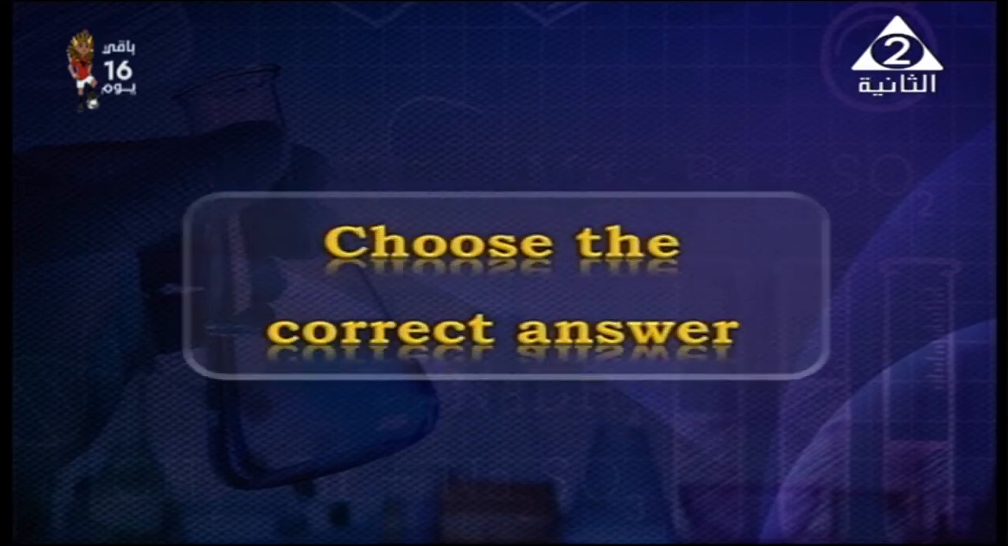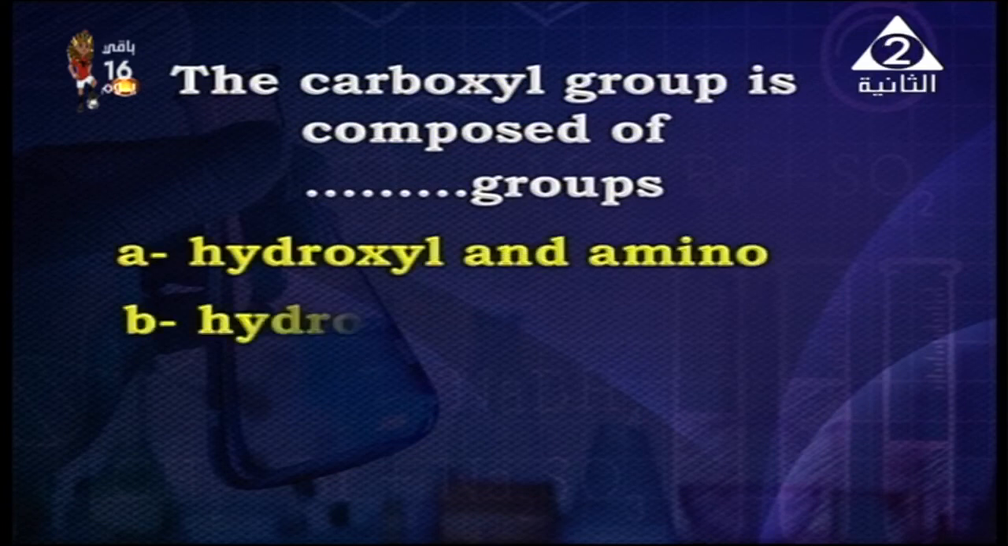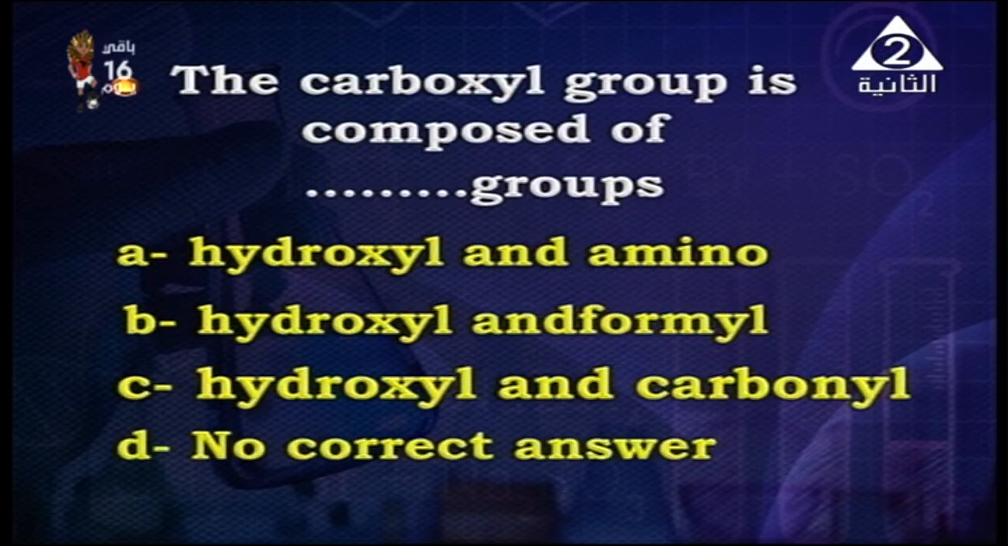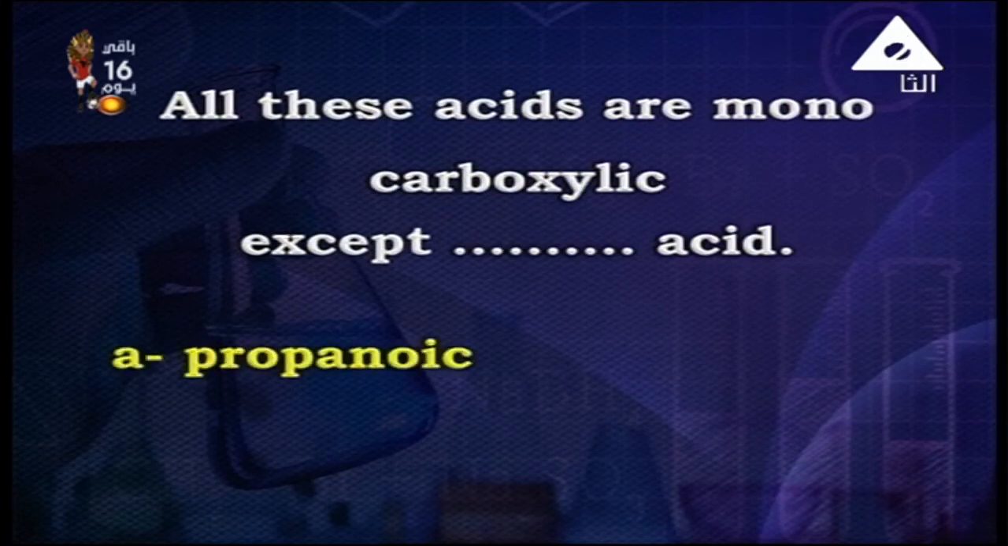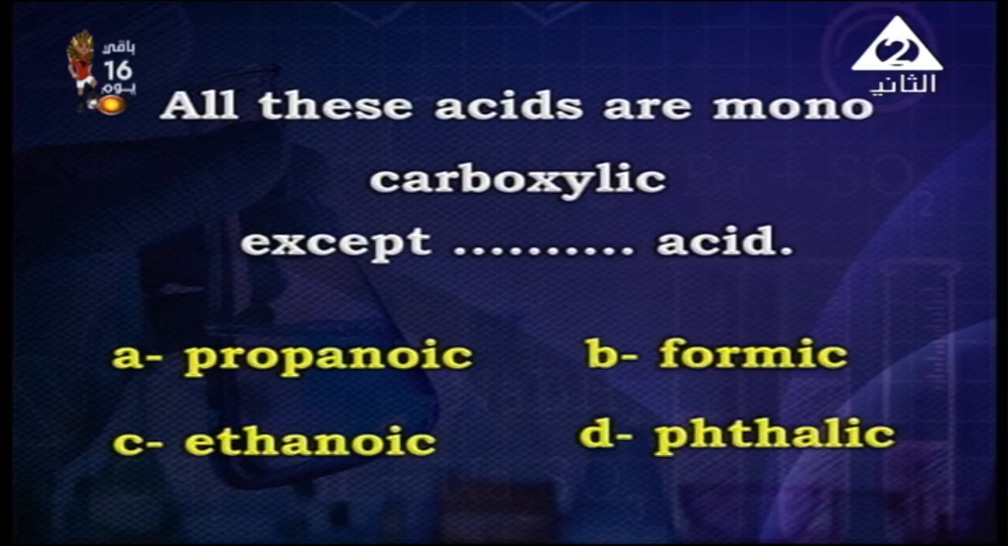Next type of question is choose the correct answer. The carboxyl group is composed of what groups? Hydroxyl and amino, hydroxyl and formyl, hydroxyl and carbonyl. Yes, it will be hydroxyl and carbonyl. All these acids are monocarboxylic acids except what acid? Propanoic, formic, ethanoic, phthalic. Yes, it will be phthalic, which is a dicarboxylic acid.